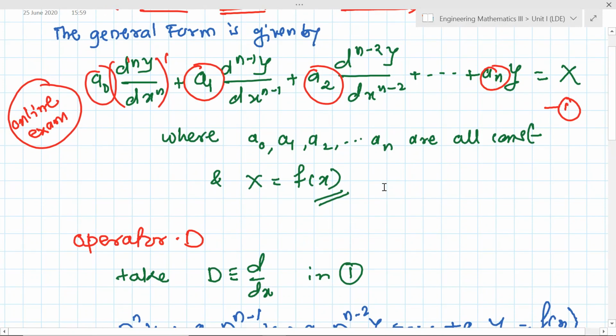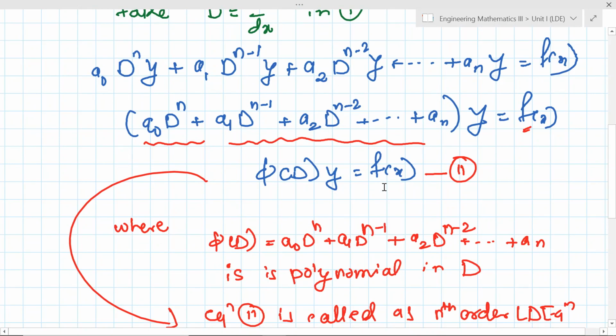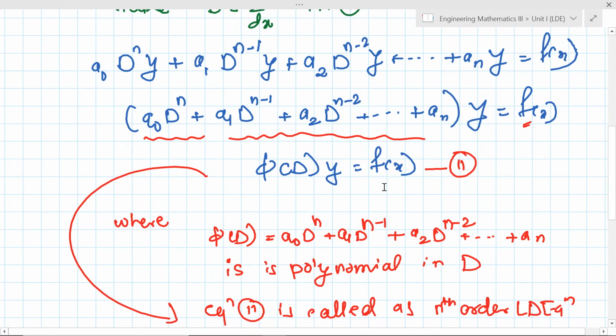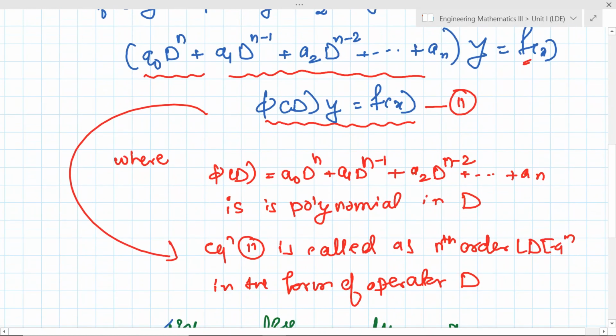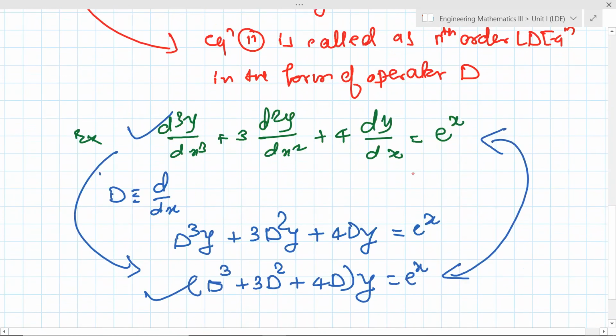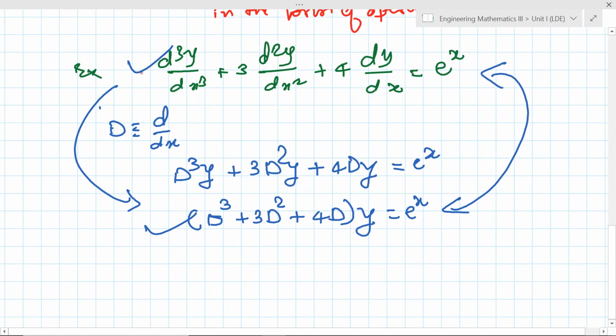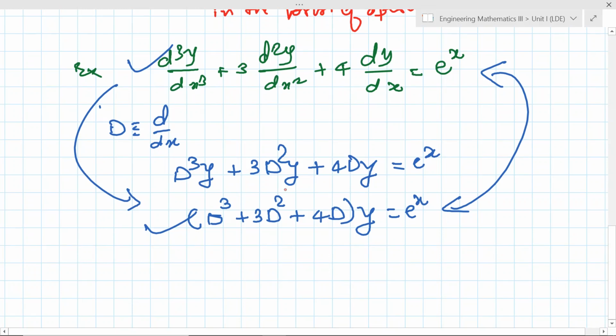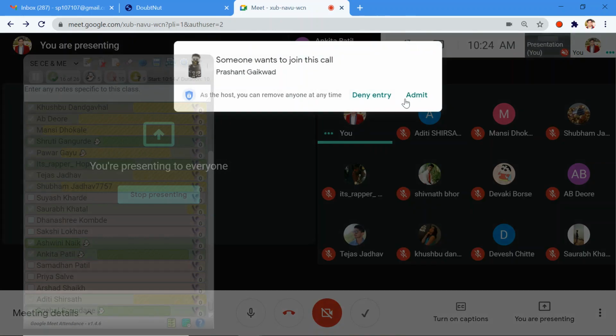To the simplest form we have reduced this equation with the help of operator D, and we now have the simplest form, which is given in equation number 2. So this is phi of D into y equal to f(x). Take this as equation number 2. And also we have seen how to reduce the given equation to the reduced form with the help of operator D. One more thing that I want to explain here.